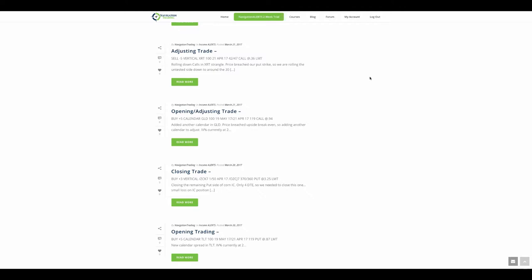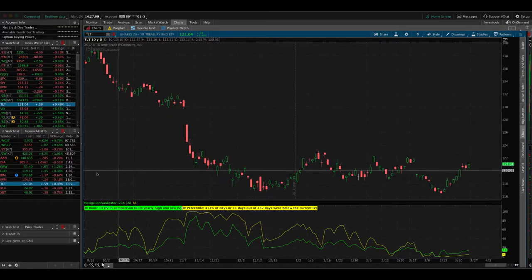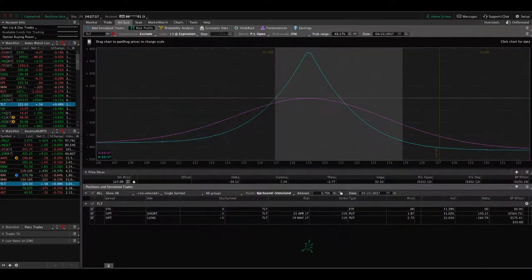Let's jump right in. TLT was our first trade. This was an opening trade, and we bought a calendar spread in TLT. At that time, implied volatility percentile was at 2, so very low, which is optimal timing for calendar spreads. You can see it's crept up a little bit since then, and price has continued to move higher. So if we take a look at our calendar spread, you can see price is right up against our break-even point.